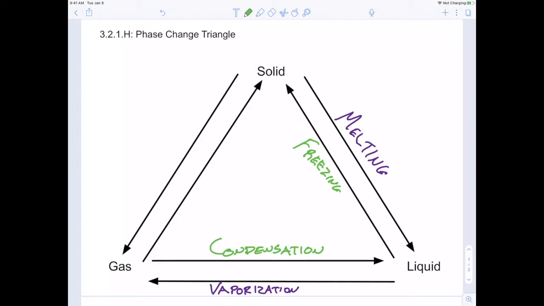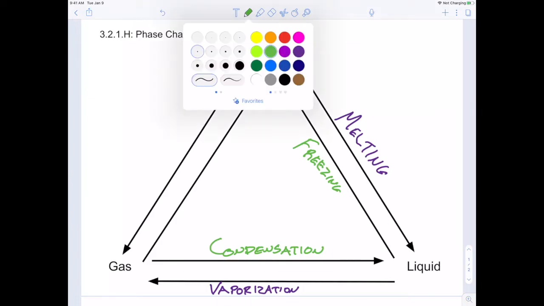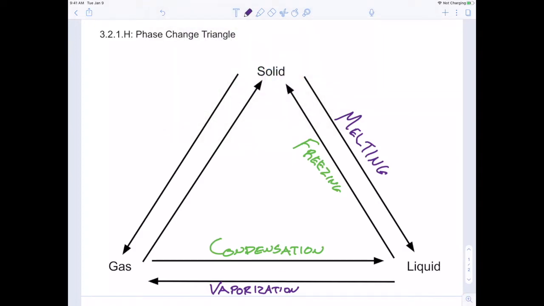All right, now gases and solids. It's not super typical for us to notice a solid transitioning to a gas or vice versa, but it does happen, and we do have words for it. So let's start with going from a solid to a gas. Once again, we're doing purple here. When you go from a solid to a gas, that process is called sublimation.